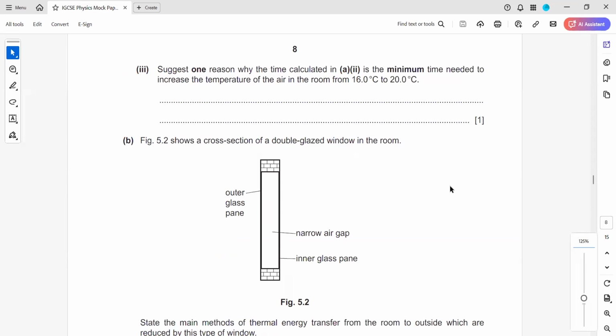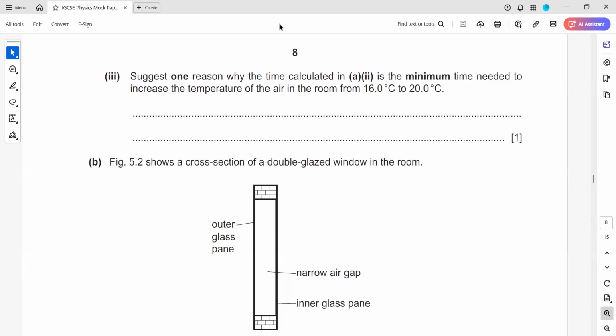Suggest one reason why the time calculated is a minimum. Because energy is lost to the surroundings.